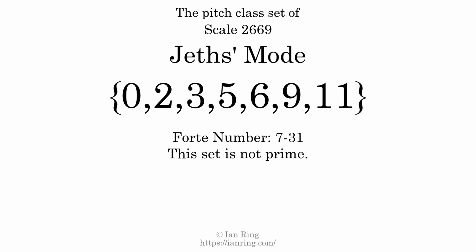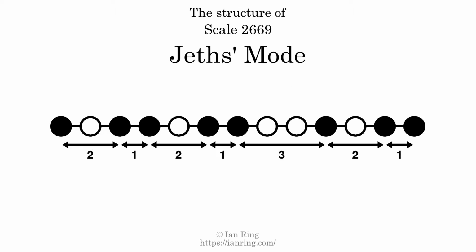The pitch class set for this scale is 0, 2, 3, 5, 6, 9, 11. The fault class is 731. This set is not prime. The structure of a scale is a description of the interval distance between each successive tone. This scale has a structure of 2-1-2-1-3-2-1.